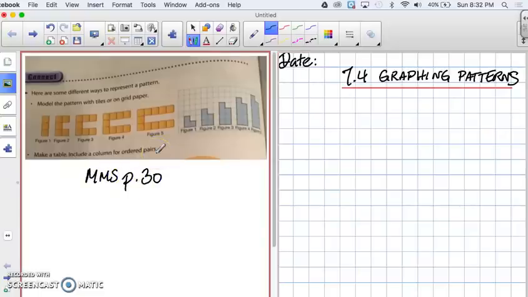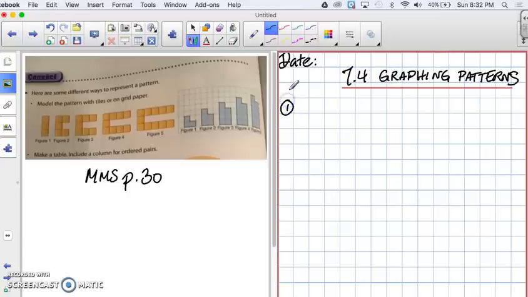Now what I've done is I've just cropped the first part of the page so that we'll work through the example together. If you notice, they've got two patterns here, but they're actually the same pattern depicted slightly differently. One is on a graph sheet of paper and the other is just with tiles in the image there. So what we're going to do first is represent this pattern using a t-table.